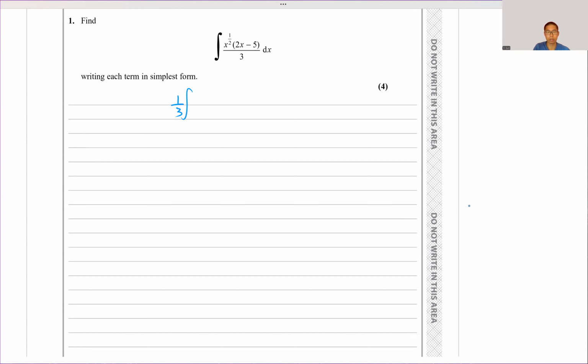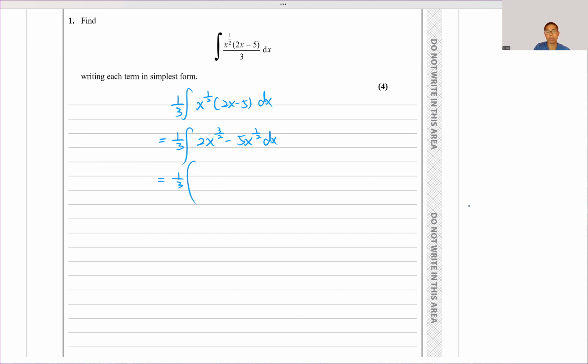So we have 1/3 integral x to the power of 1/2 times 2x minus 5 dx. Then expand the brackets. We have 1/3 outside, and then that will be 2x to the power of 3/2 minus 5x to the power of 1/2 dx. That's equal to 1/3 times the integral.